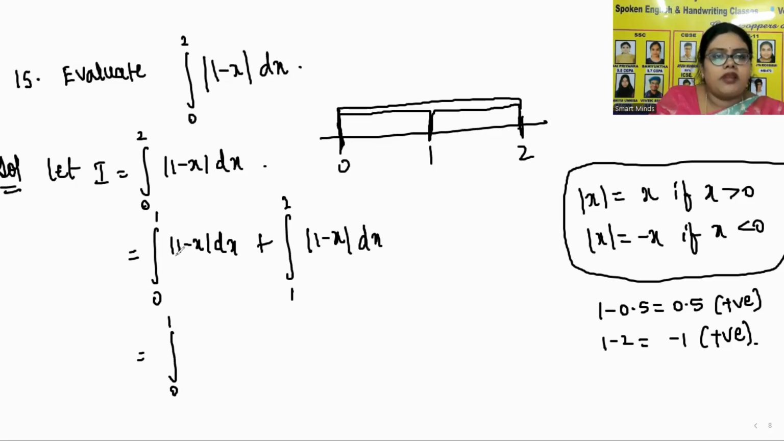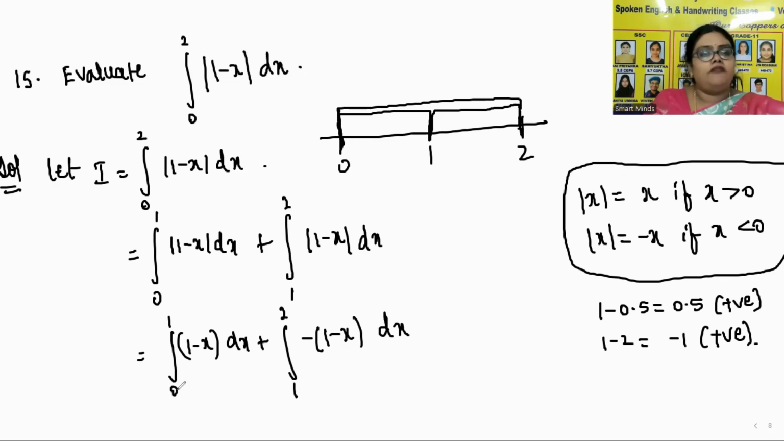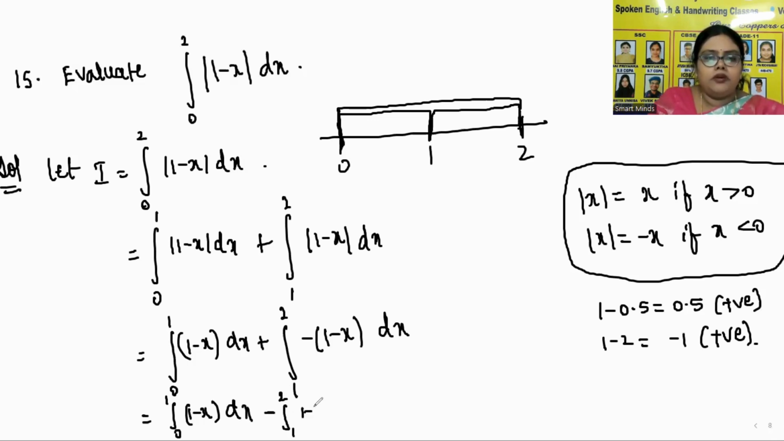Now for 0 to 1, it is positive. That means I can write mod 1 minus x as 1 minus x dx. And for 1 to 2, 1 minus x is becoming negative, so mod 1 minus x will become minus of 1 minus x. So for the first half it is positive, and for the second half it is negative. Now let's see how to solve this further. Integral 0 to 1, 1 minus x dx minus, outside, integral 1 to 2, 1 minus x dx.